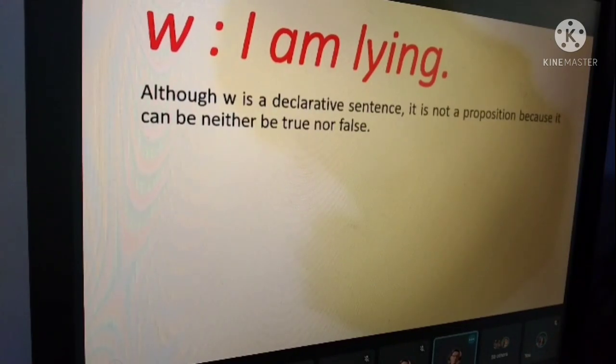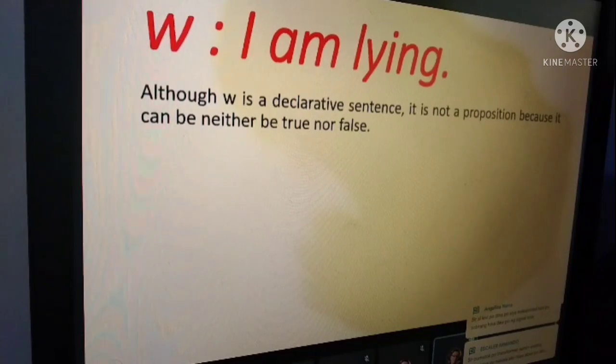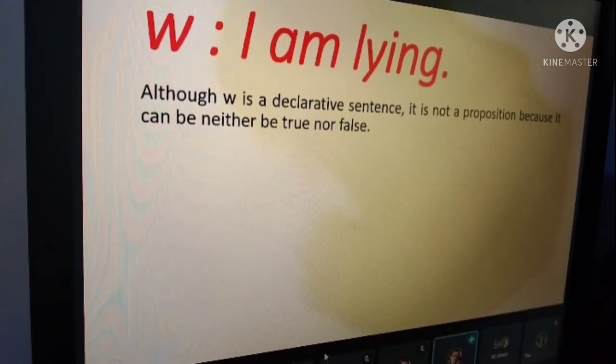I am lying. Yung I am lying, the statement W here, although it is a declarative sentence. Totoo, na declarative sentence siya. Sinasabi niya, I am lying. It is not a proposition. Hindi yan proposition yung I am lying. Why? Because it can be neither true nor false. Okay? Pwede siyang true, pwede siyang hindi true, o hindi din false.